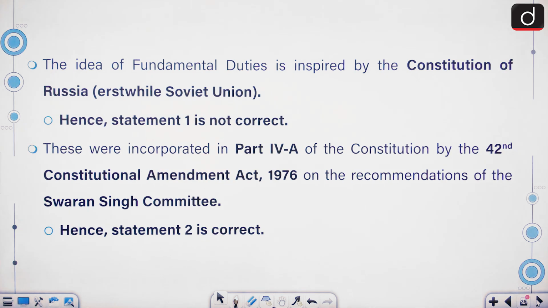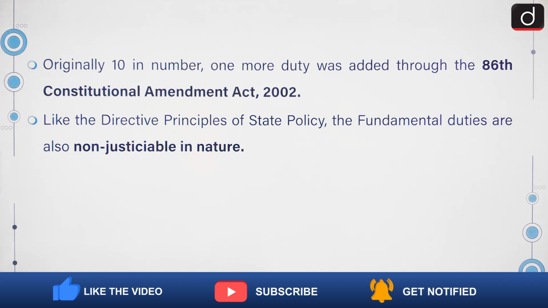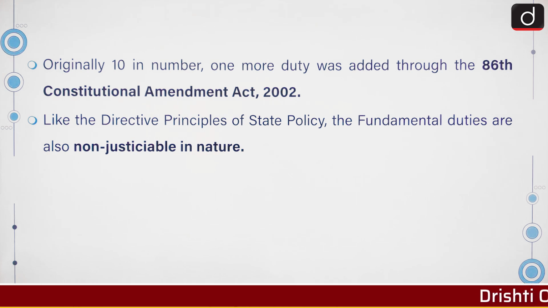The idea of fundamental duties is inspired by the Constitution of Russia, erstwhile Soviet Union, and they were incorporated in Part 4A of the Constitution by the 42nd Constitutional Amendment Act of 1976 on the recommendation of the Financing Committee. Originally 10 in number, one more duty was added through the 86th Constitutional Amendment Act of 2002. Like DPSP, these are non-justiciable in nature.